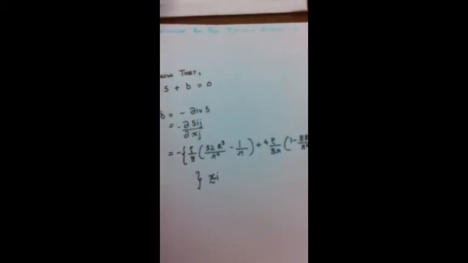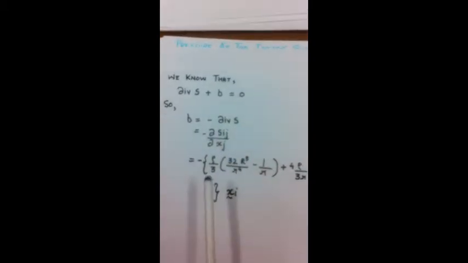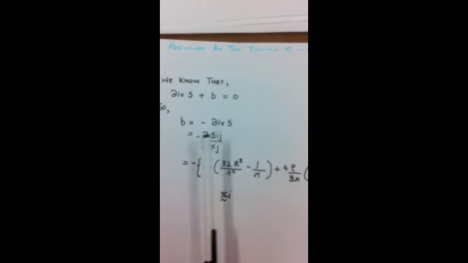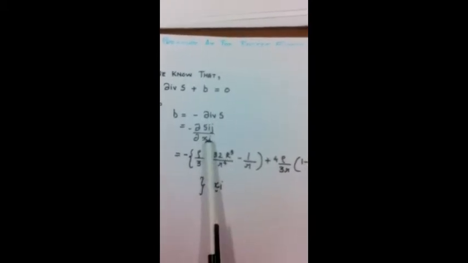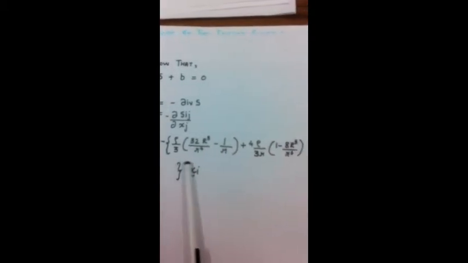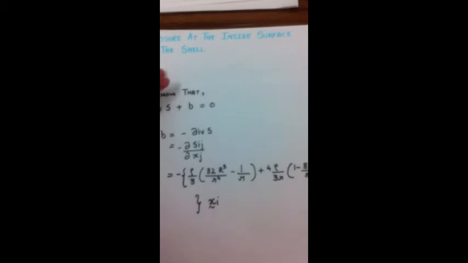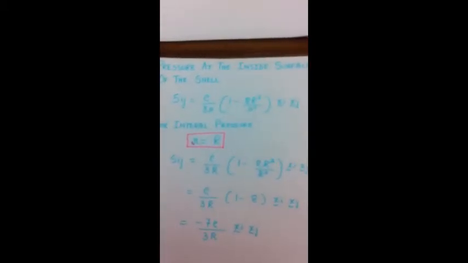Again, we know that the divergence of S plus b is equal to 0, and therefore b is equal to the negative divergence of S, which is equal to the negative partial derivative of Sij with respect to xj, and we get this final solution for our body force vector. The question then asks us to find the pressure at the inside surface of the shell.